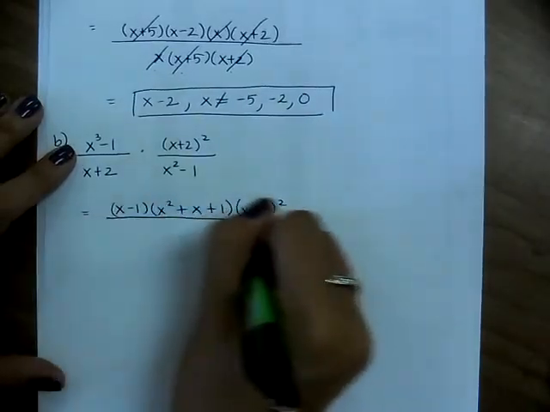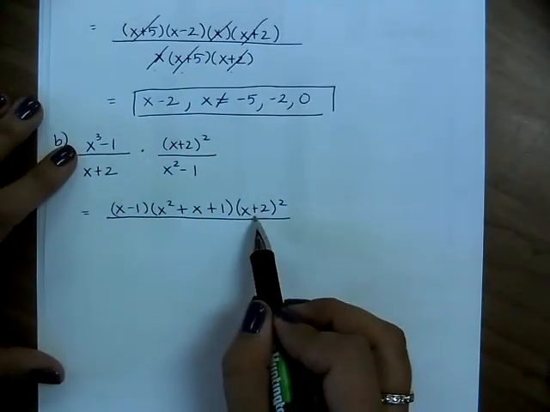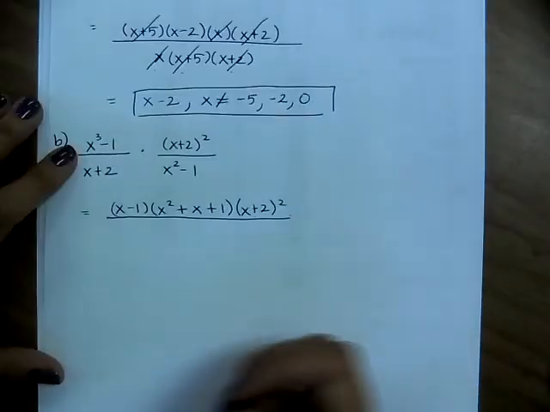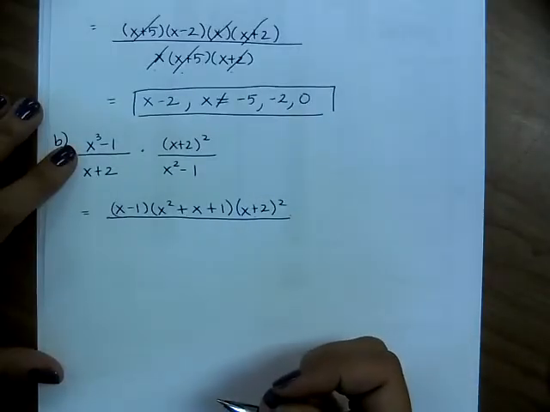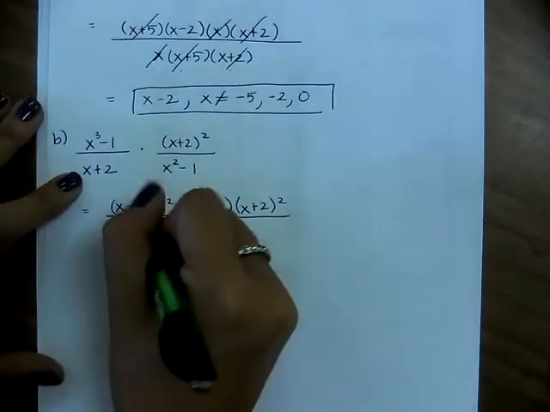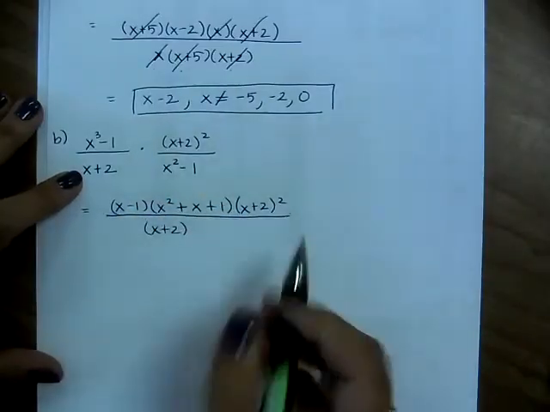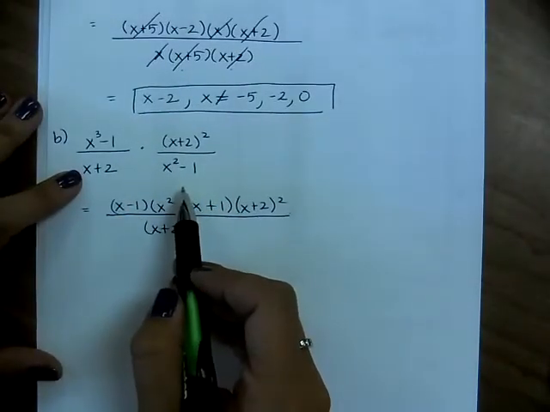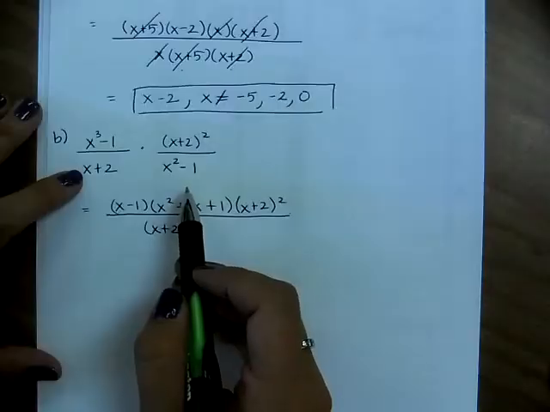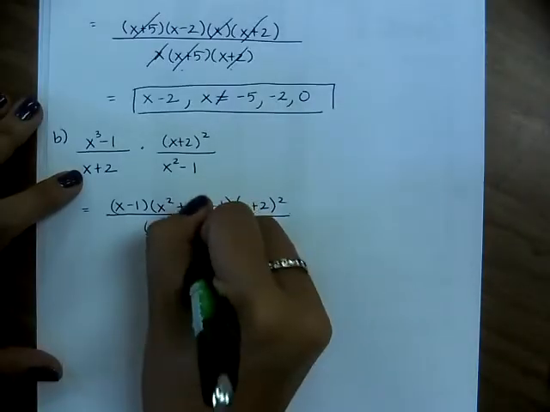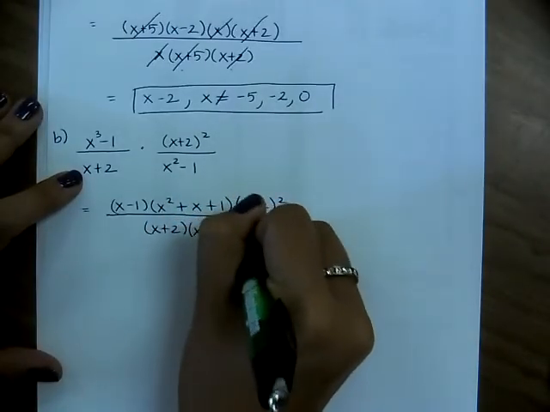I'm just combining the numerators. You can write this out as x plus 2 times x plus 2 if you want. In the denominator, I'll have an x plus 2. And then looking at that second denominator, we have a difference of squares here, so it factors to x plus 1 times x minus 1.